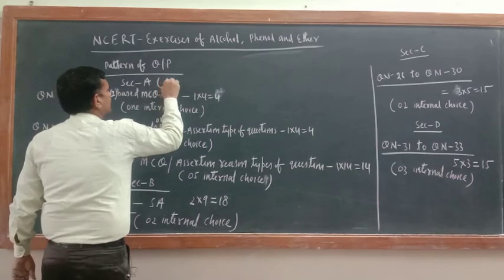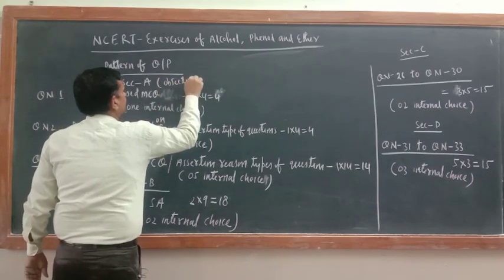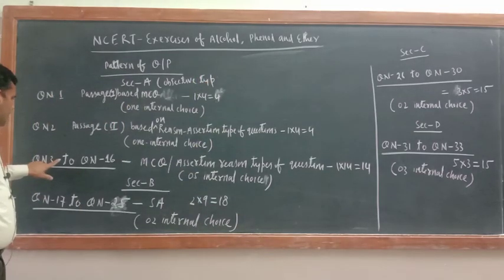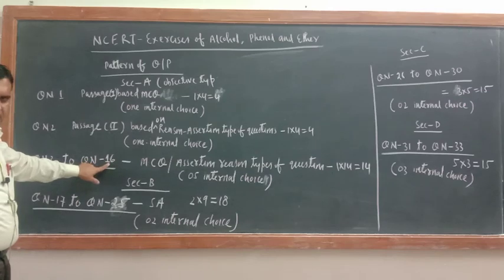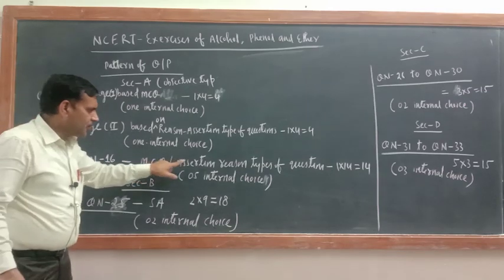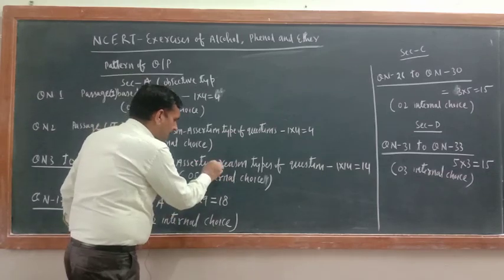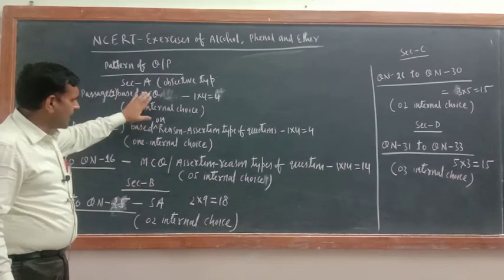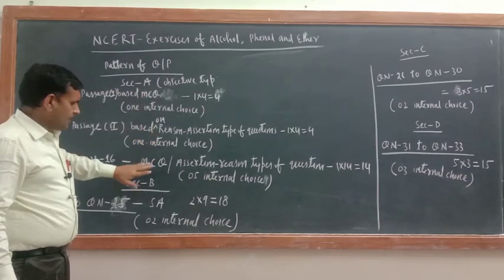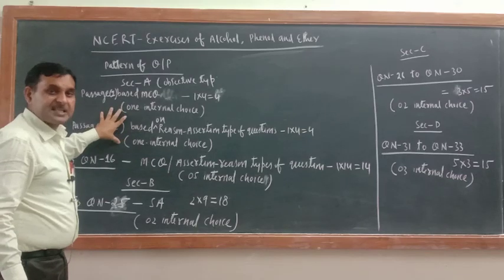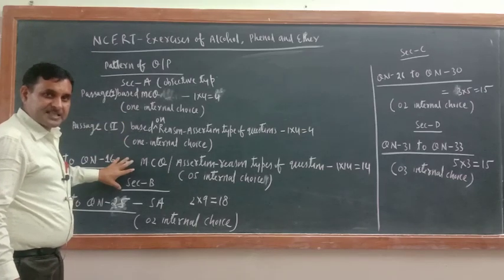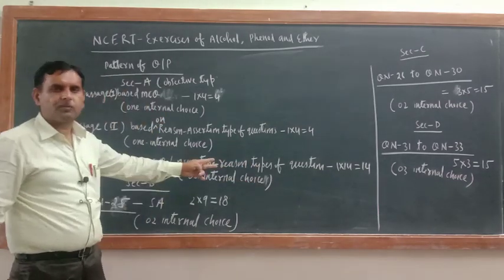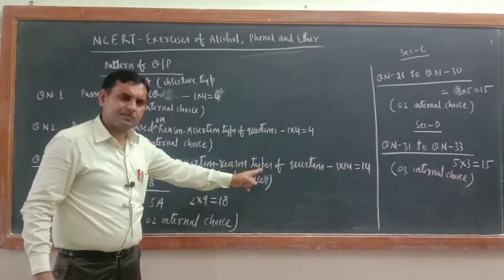This is objective type. Now question number 3 to question number 16: here you will get MCQ, assertion and reason type of questions. So a total of 14 questions are there, and they are also MCQ only. But in addition, they are not passage based, though they are also MCQ and reason assertion type questions. Each will carry 1 mark, so 14 marks.